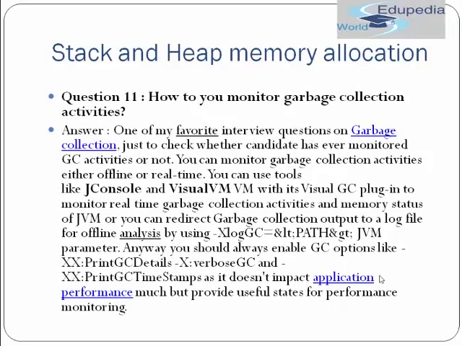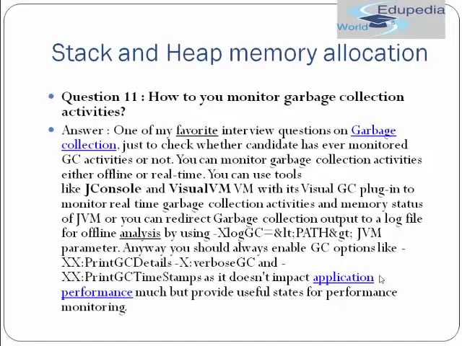So the answer for that will be: you can monitor garbage collection activities either offline or in real time by using tools like JConsole, VisualVM, or the Visual GC plugin to monitor real-time garbage collection activities and memory status of the JVM. Or you can redirect garbage collection output to a log file for offline analysis by using Xloggc:<path>. So this is how you actually write the less than, then the path, and greater than.